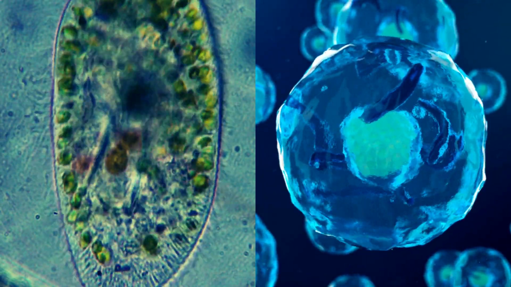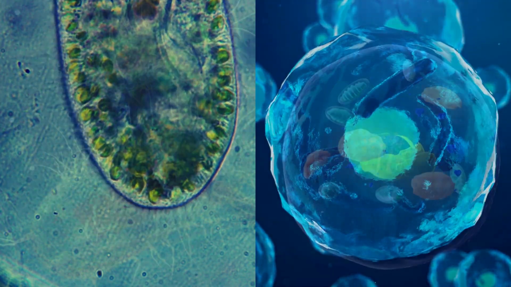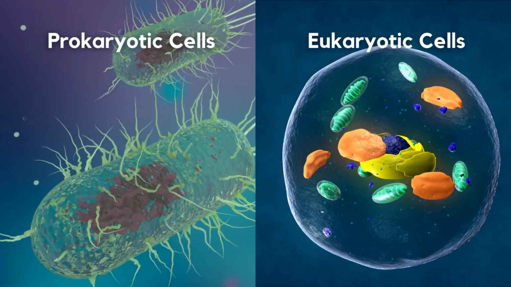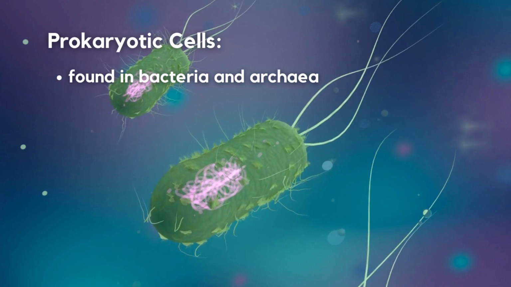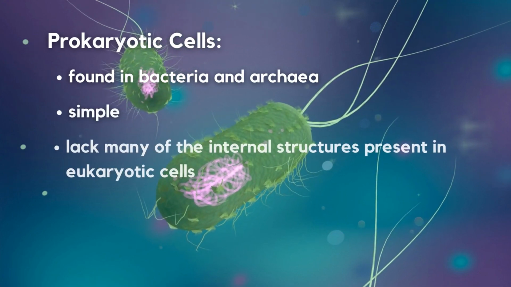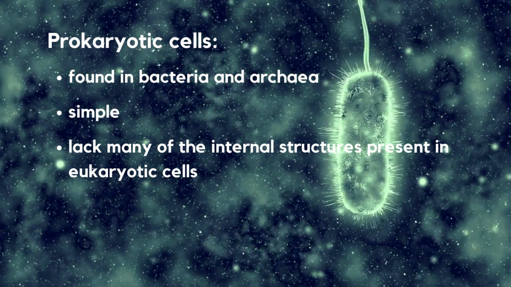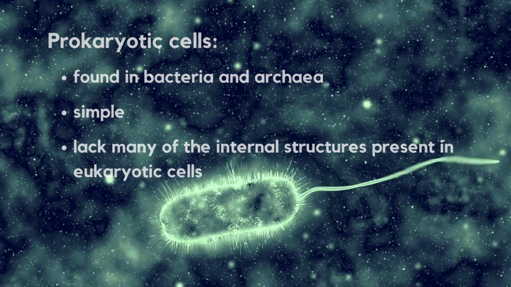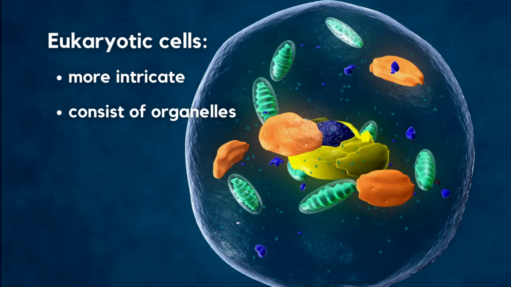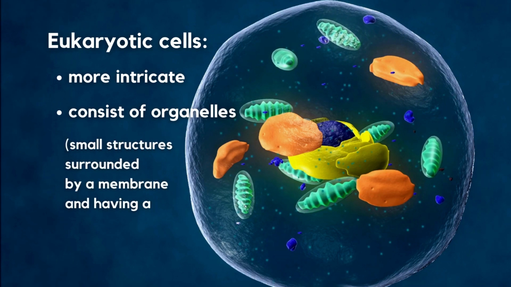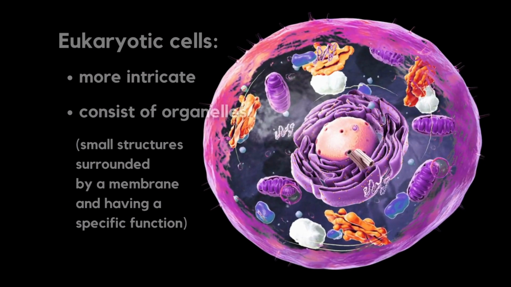Cells come in various sizes and shapes and can be categorized into two main types: prokaryotic and eukaryotic. Prokaryotic cells, which are found in bacteria and archaea, are relatively simple and lack many of the internal structures present in eukaryotic cells. Conversely, eukaryotic cells are more intricate and consist of organelles, which are defined as small structures in a cell surrounded by a membrane and having a specific function.